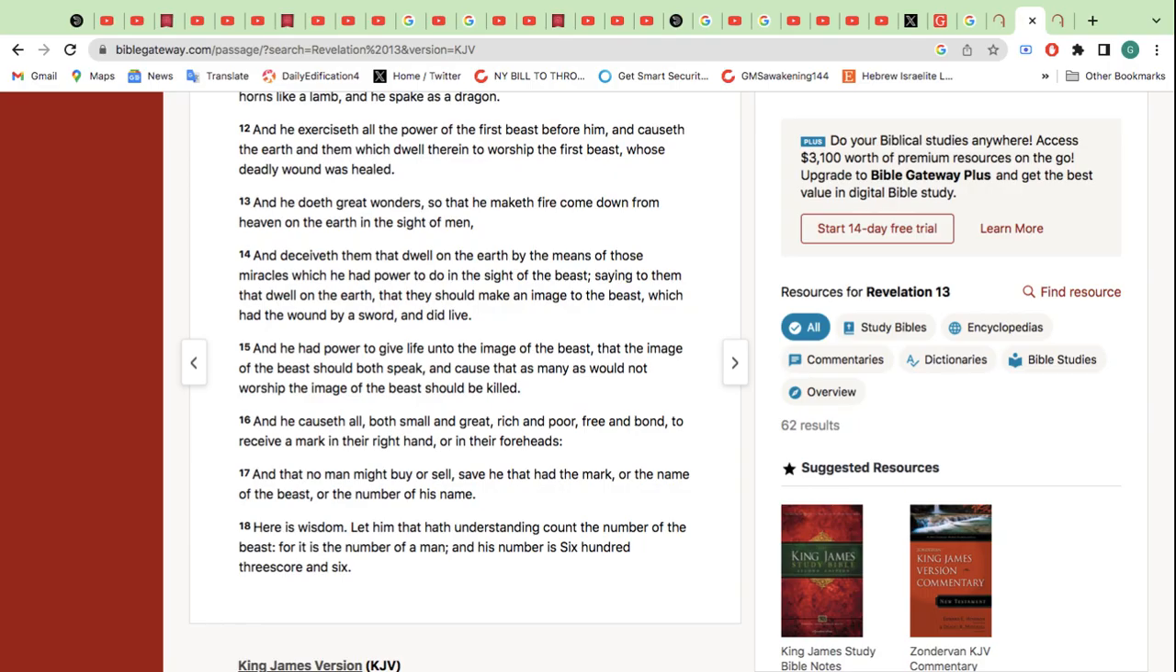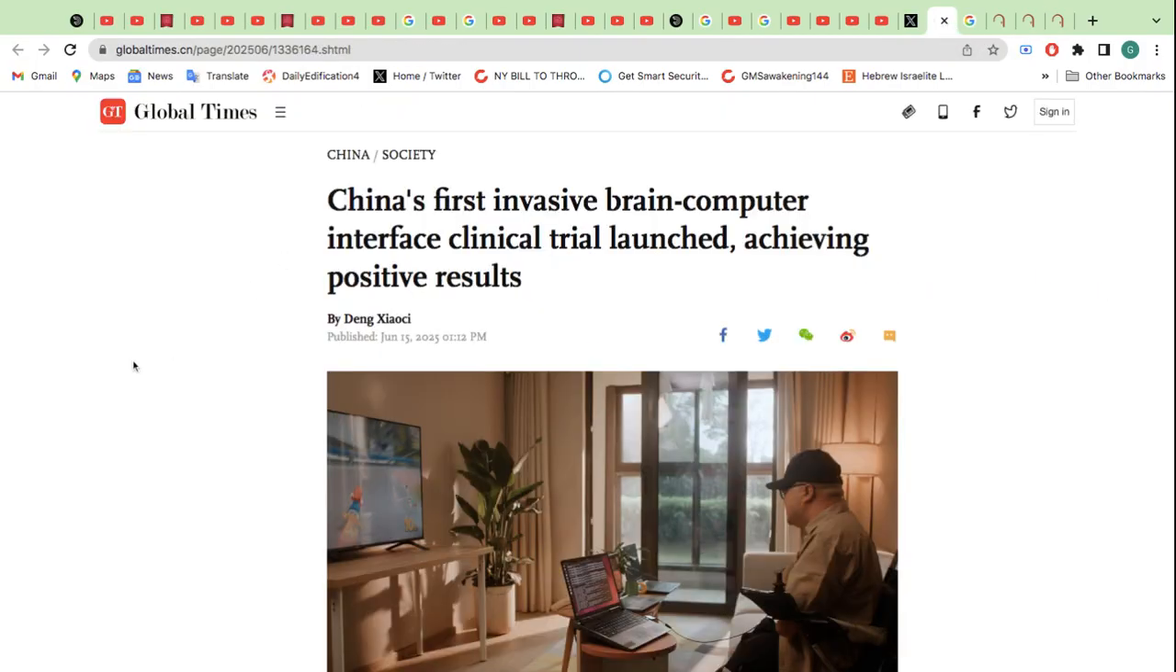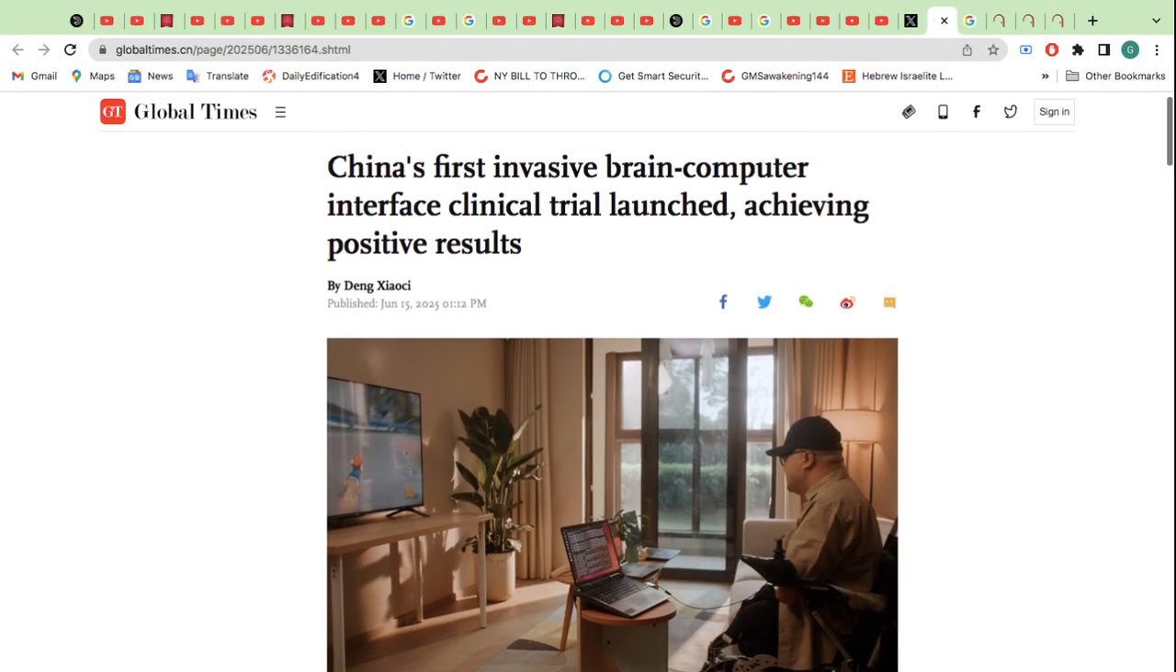All right. Here is wisdom, verse 18. Let him that hath understanding count the number of the beast, for it is the number of a man, and his number is six hundred threescore and six, 666. All right. This is the mark of the BEAST.